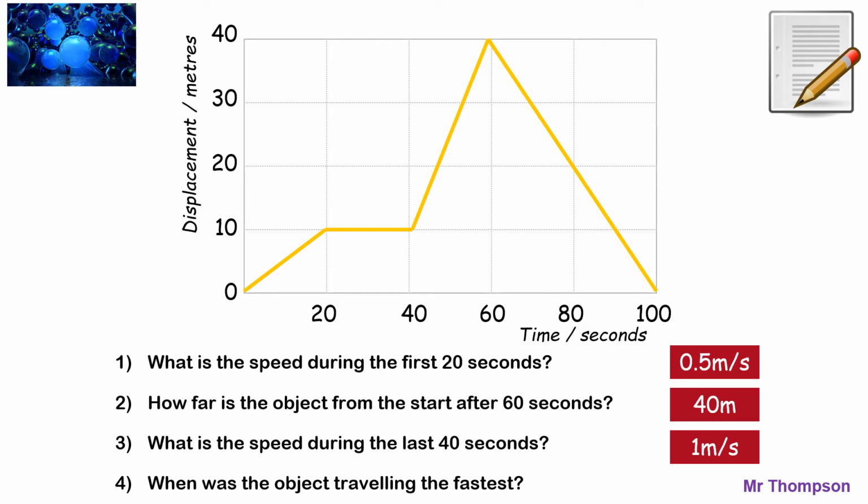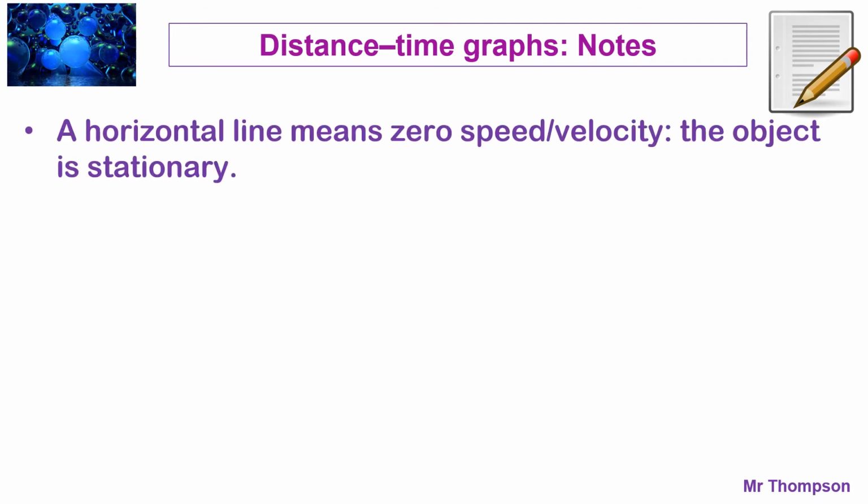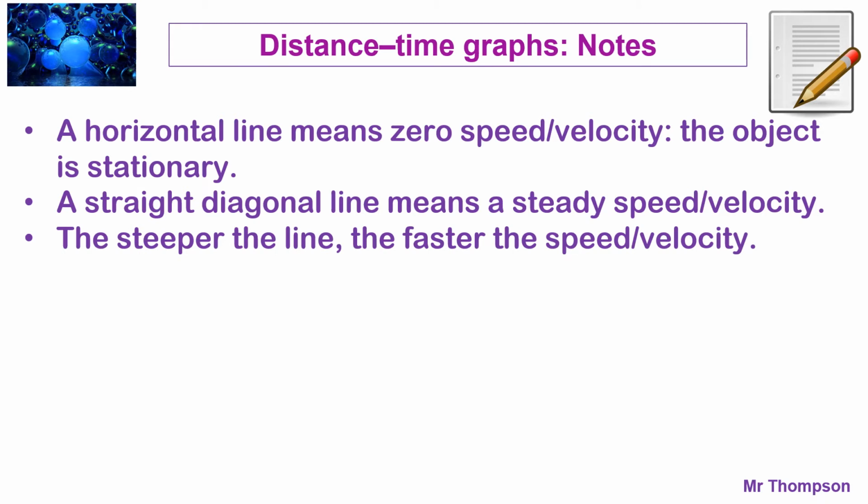When was the object traveling the fastest? You look for the steepest line. That would be between 40 and 60 seconds. Here's some points to take from that, some notes to make in your book. A horizontal line means zero speed or velocity and the object is stationary. A straight diagonal line means a steady speed. A steeper line means a faster speed or velocity.